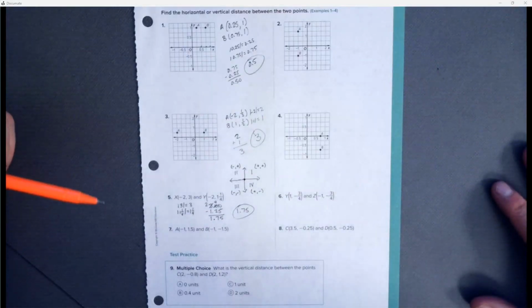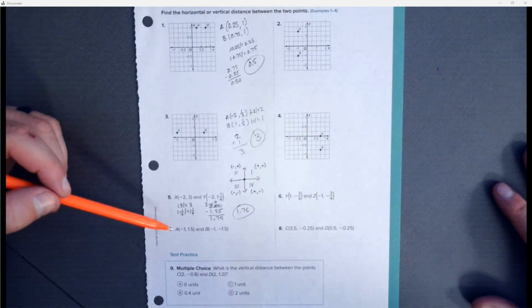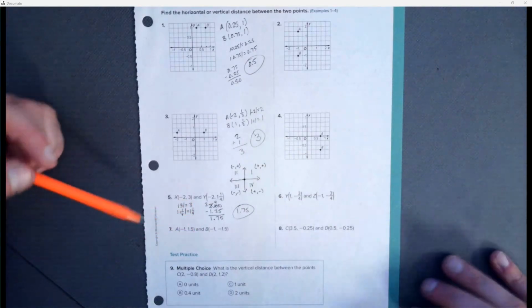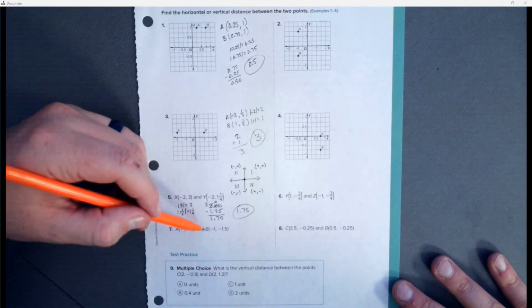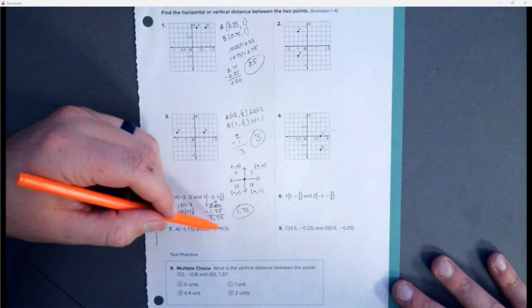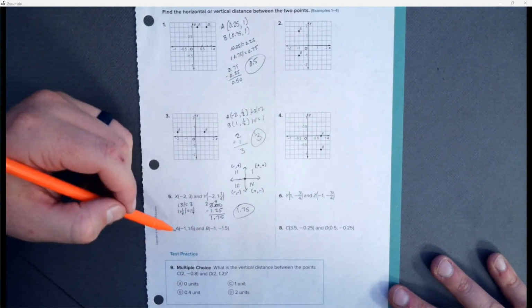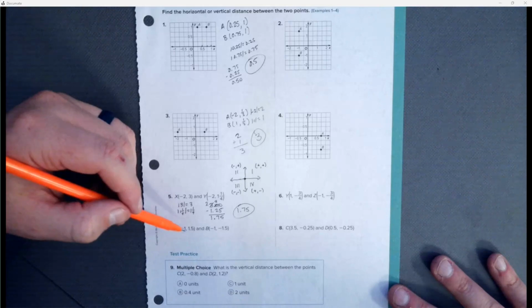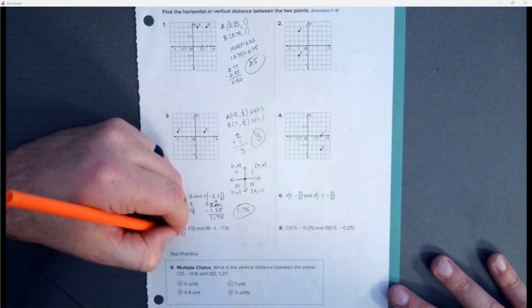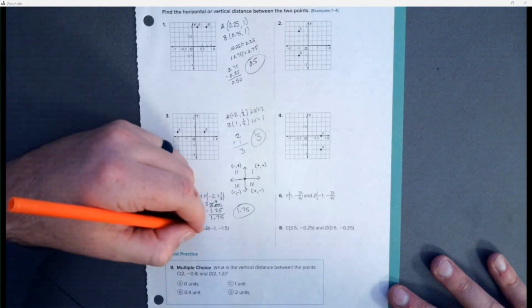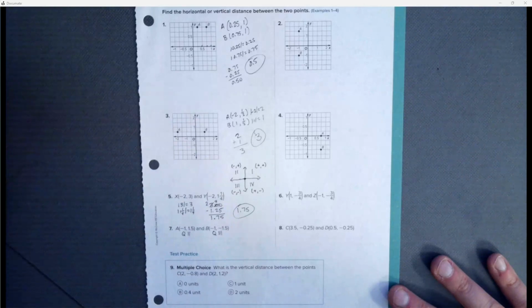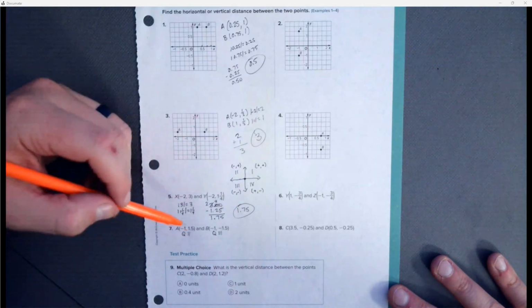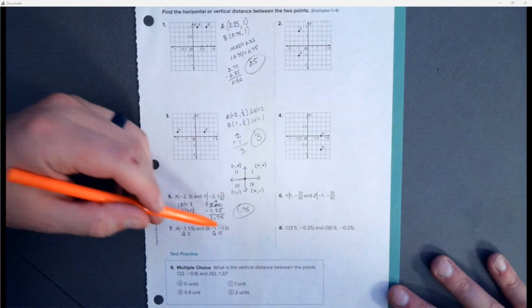Question 7, finding the vertical distance in different quadrants with A and B. A, negative 1, 1.5. B, negative 1, negative 1.5. Since A is negative, positive, we know it's in quadrant 2. B is negative, negative, which we know is quadrant 3. So we see that they're in different quadrants, so we're going to add. So we have the same x. We're going to look at the y since they're different.